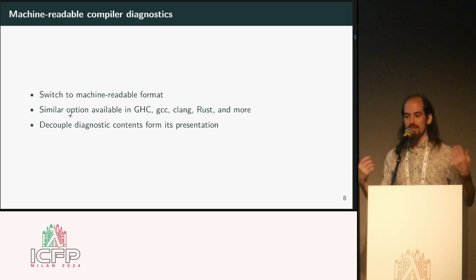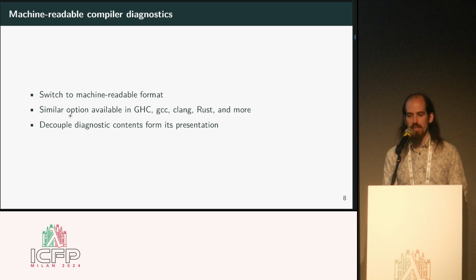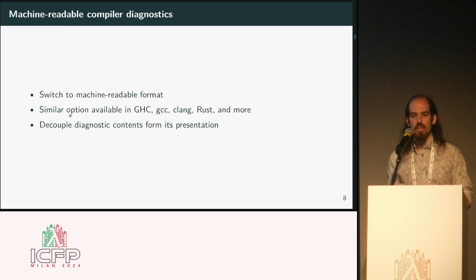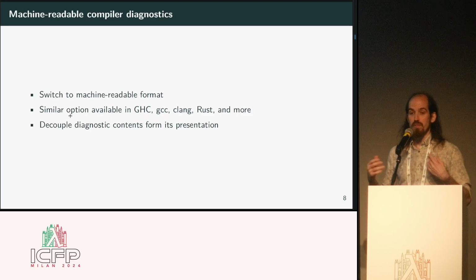Fortunately, there is a well-known solution to this conundrum, which is to have machine-readable output, like JSON or S-expressions. This is implemented by many compilers like GHC, GCC, Clang, Rust, and more. And it's a nice way to decouple the content of the compiler diagnostic from its presentation. Like this, an editor can choose the best way to present the information, or other tools can use it.